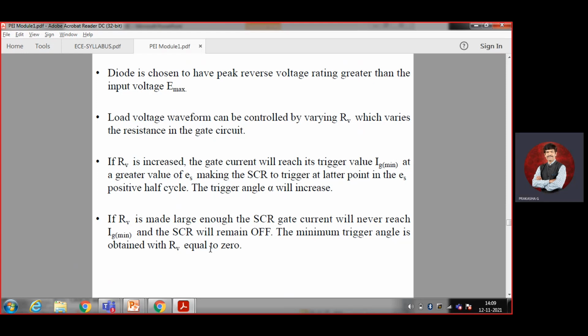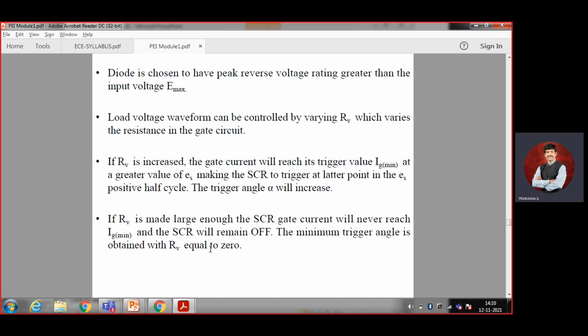Load voltage waveform can be controlled by varying RV. That is the variable resistance we call that one, which varies the resistance in the gate circuit. If RV is increased, the gate current will reach its trigger value at a greater value of ES, making the SCR trigger at a later point in the ES. That is somewhat common. If RV is made large enough, the SCR gate current will never reach IG minimum and the SCR will remain off itself. That is also one threshold. Because RV you have to set suitably. If you keep on increasing, you will not get the current to your gate itself.